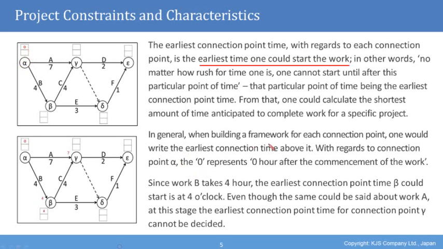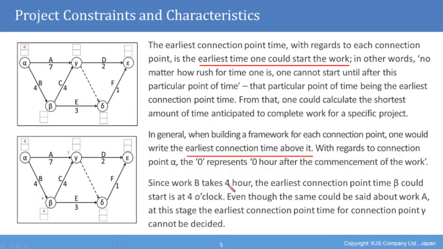In general, when building a framework for each connection point, one would write the earliest connection time above it. So that's been illustrated in a diagram. It's written as the 0 on top of the connection point. With regards to connection point alpha, that 0 represents 0 hours after the commencement of the work. Of course, that's when we start the stopwatch. That's when we begin our process.